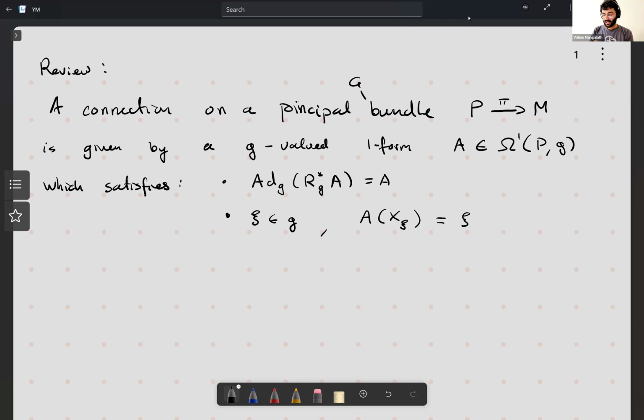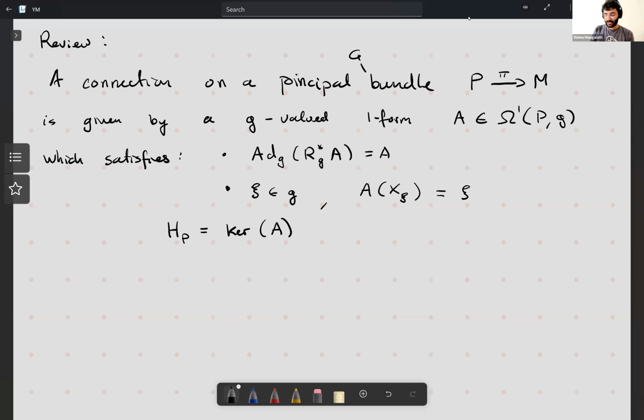Okay, so Max did talk about the connection forms. That's the easiest way to study connections. But the way that connections were defined were using these horizontal subspaces. And so the horizontal subspace H at a point p, you can write it as the kernel of this form A. That's the relationship between those two things. I'll use this notation A_P to be the space of connections on P.